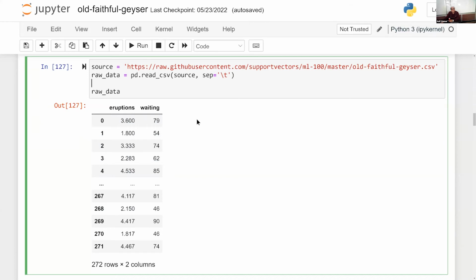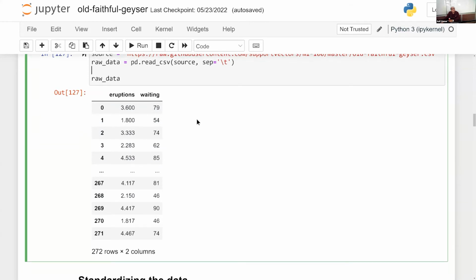These are the only 2 things. And your goal is to predict wait time as a function of the time of the previous eruption. How long did the previous eruption last? So this is quite analogous to your ice cream entrepreneur who is trying to sell ice cream on the beach in his shack, right?